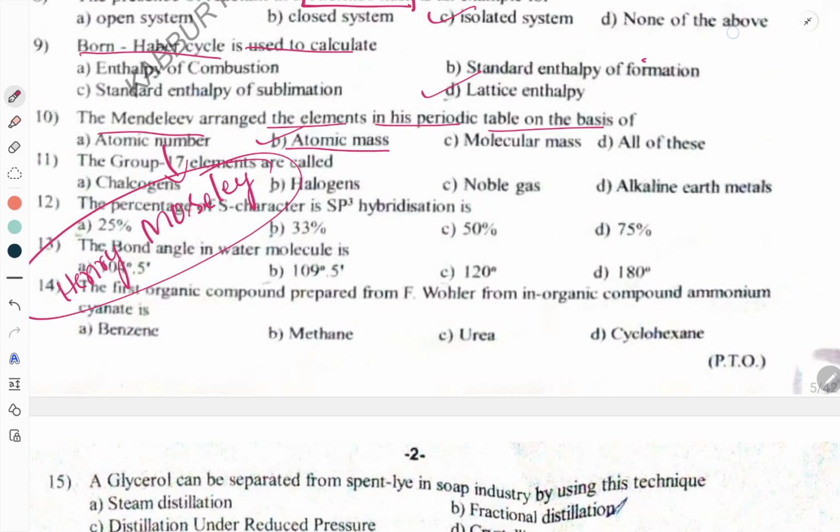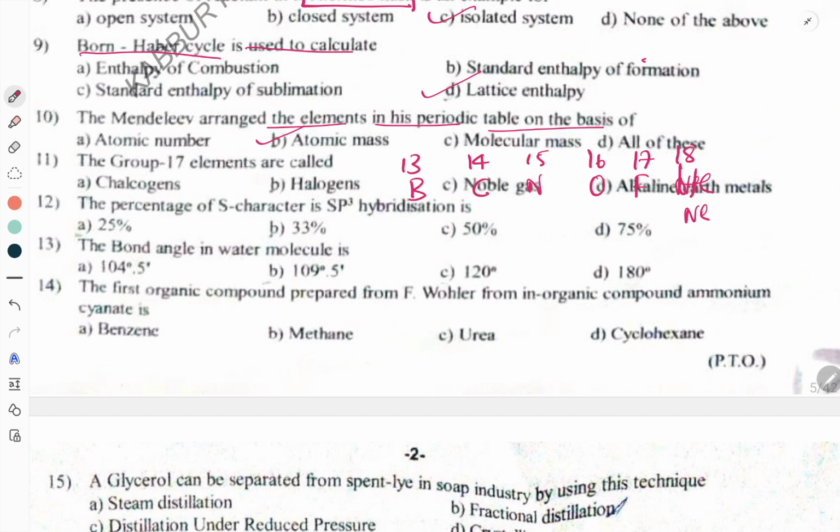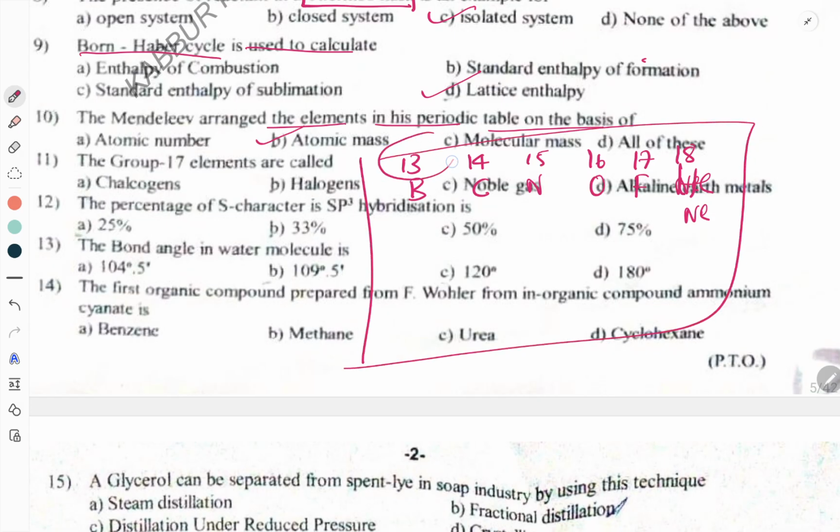Let us move on to question number 11. The group 17 elements are called. Group 17 comes under the P block elements. In the P block we have placed groups 13 to 18: the boron family, carbon, nitrogen family, oxygen family, halogen family, and helium, neon, argon, krypton, xenon, which are called noble gases.